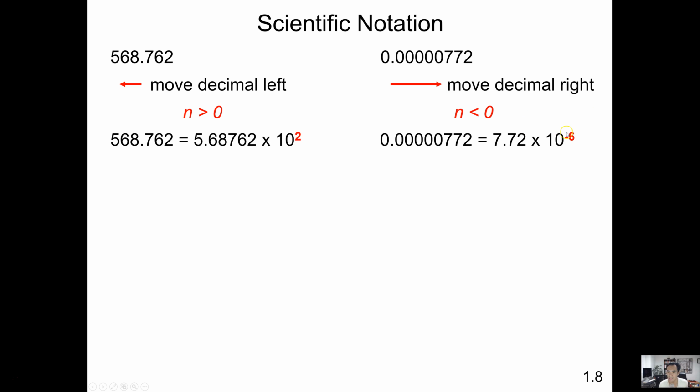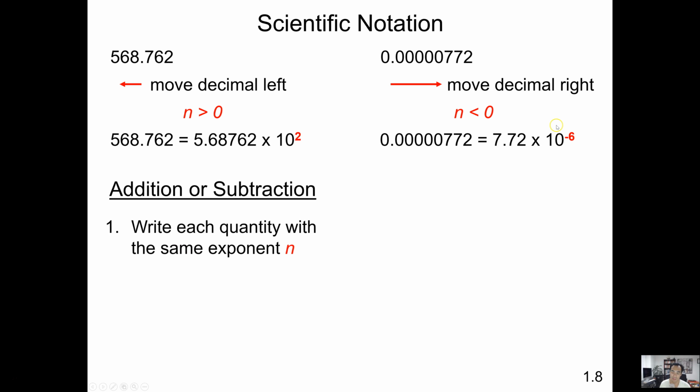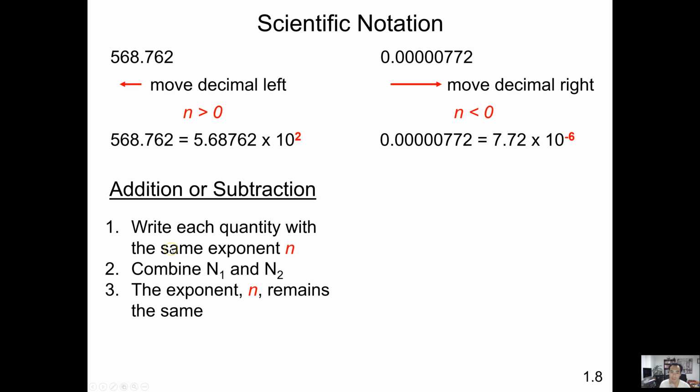For addition and subtraction, if you don't have a calculator, and in some cases of the test you're not going to be allowed to use a calculator, a great way of using scientific notation is finding these little tricks. First off, write each quantity with the same exponent, and then combine N1 and N2, and the exponent remains the same. So here we go.